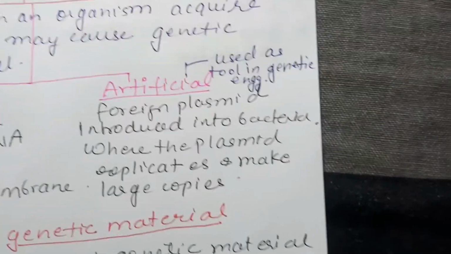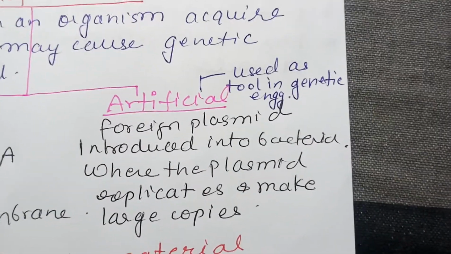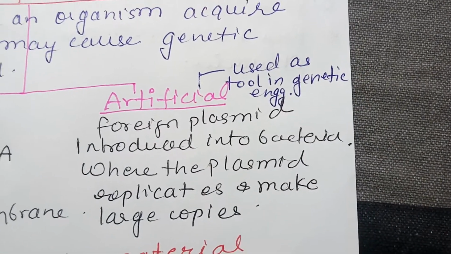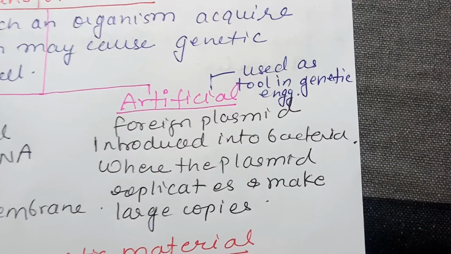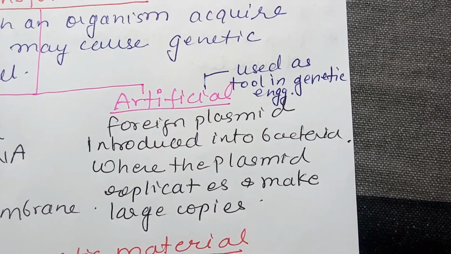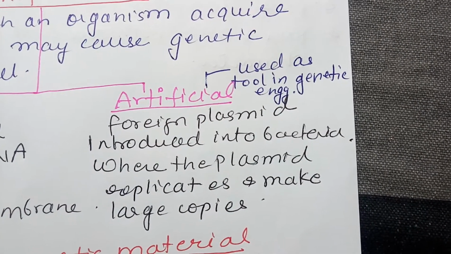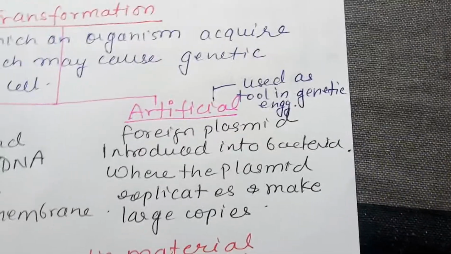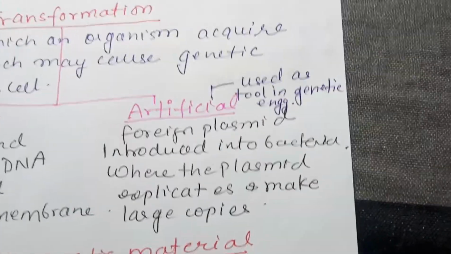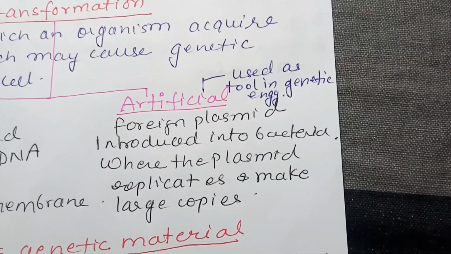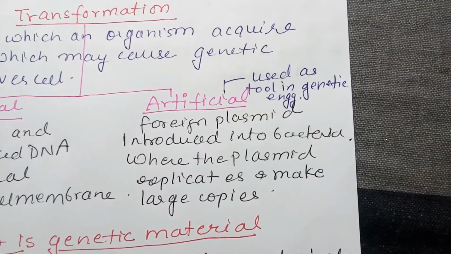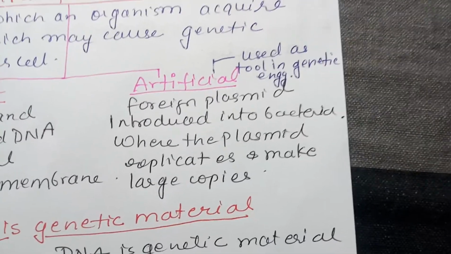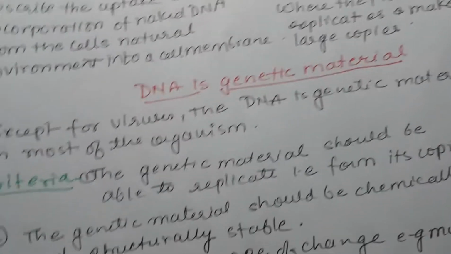If you talk about artificial transformation, it is used as a tool in genetic engineering. We'll be reading this in detail in genetic engineering. In this, a foreign plasmid is introduced into the bacteria, where the plasmid replicates and makes large copies. Now since we know the process of transformation, how artificially we can exploit this process to do genetic engineering, we'll be reading about this in the coming chapters.